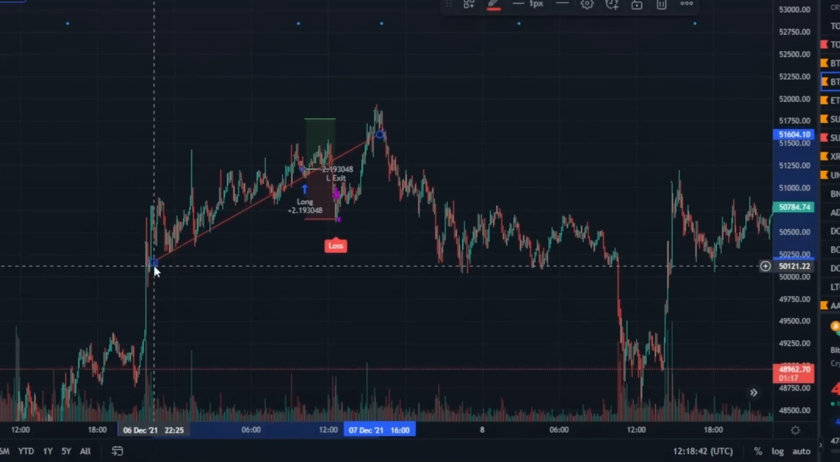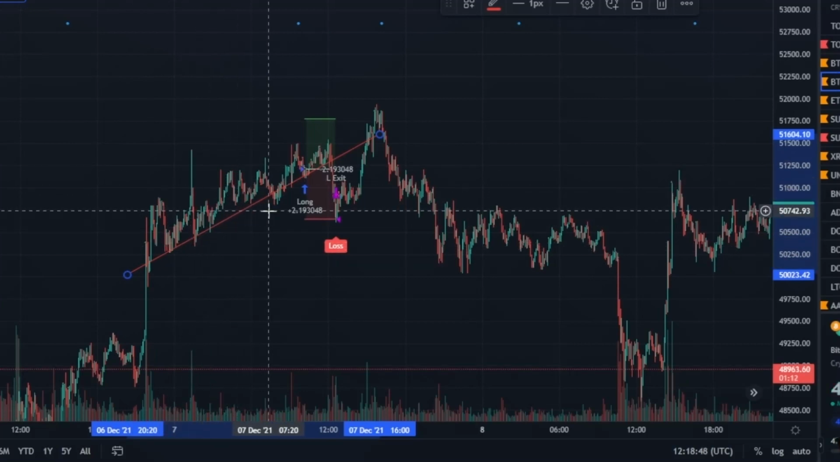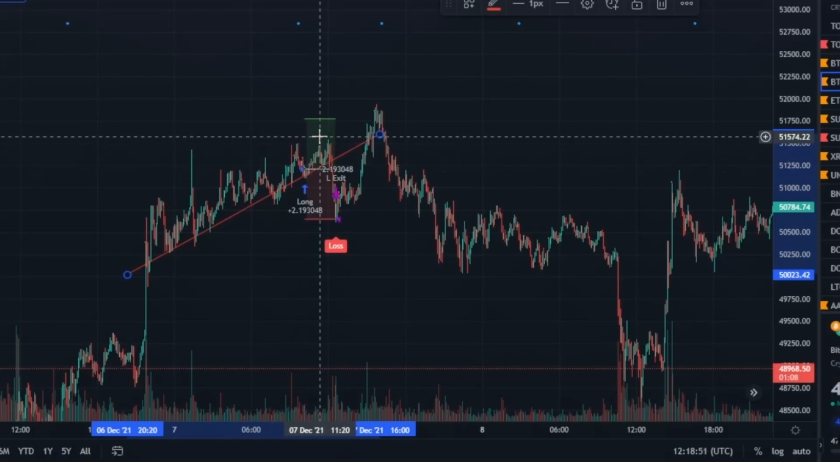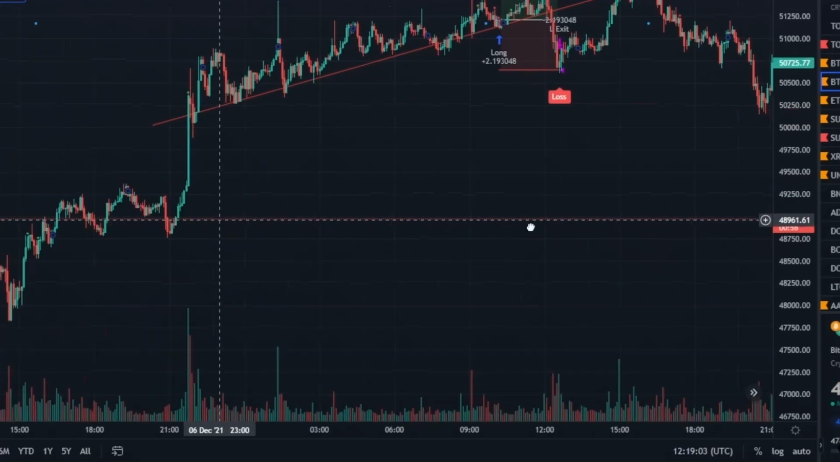So obviously it's come along and it's come into this pattern here. It's created a couple of lows which have created the pattern, and here we have actually broken the pattern and we've taken our long. Unfortunately this one was a loss, but there's plenty of wins out there. Let's go and have a look again here.